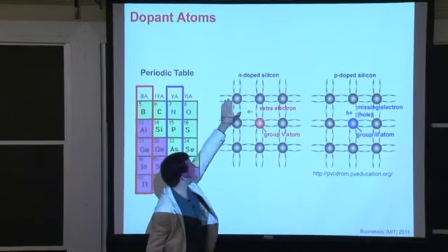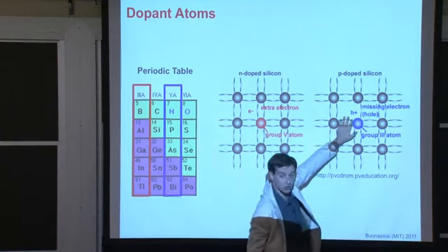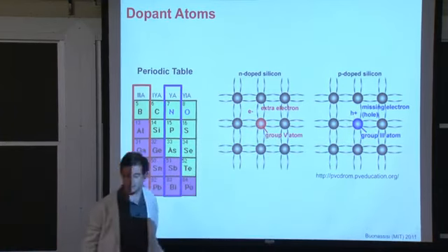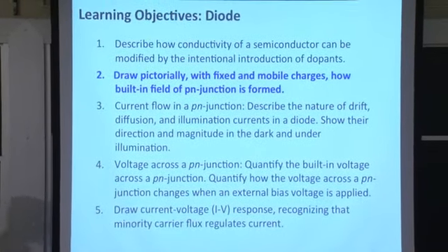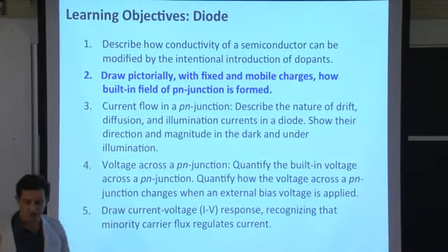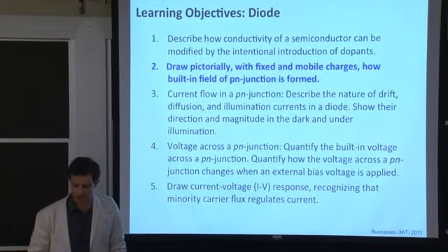N and p come from negative and positive, negative being the electron charge and positive being the hole charge. Right? So that's where the n and p type come from. Great. So now, pictorially, we're going to draw a p-n junction with our fixed and mobile charges.